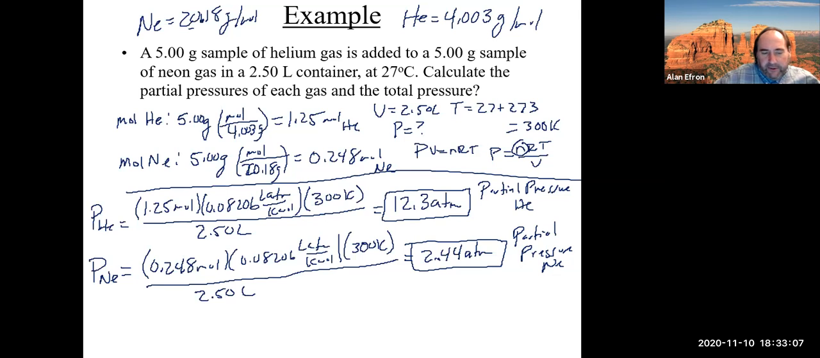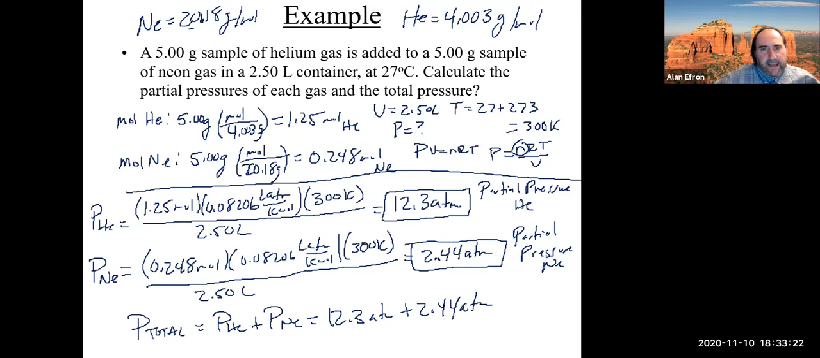Now that we have the partial pressures, to find the total pressure, we're just going to add them together. So it would be the partial pressure of helium plus the partial pressure of neon, giving us 12.3 plus 2.44, and we're going to end up with 14.7 atmospheres in this particular case. And that would be our total pressure. Any questions on any of the steps there, where we got anything from?